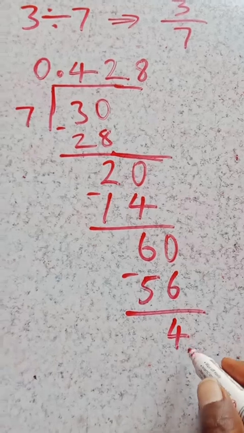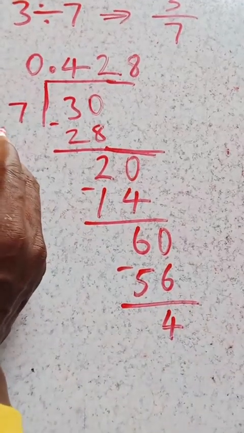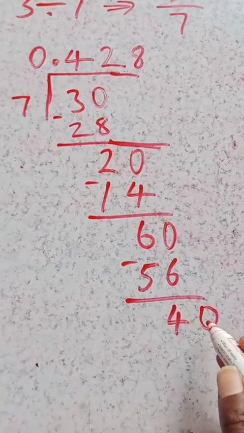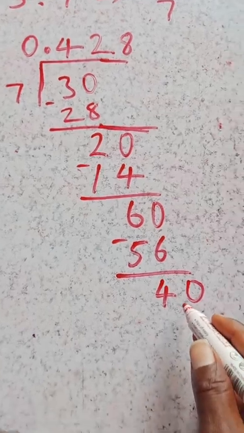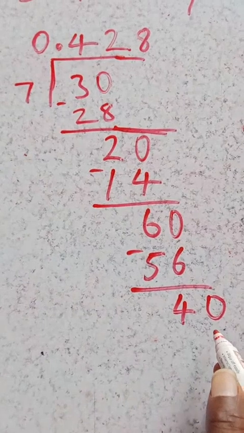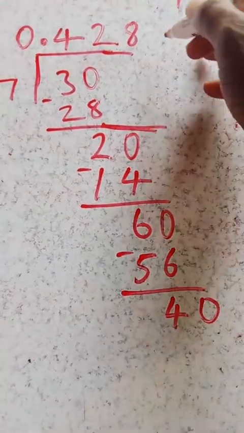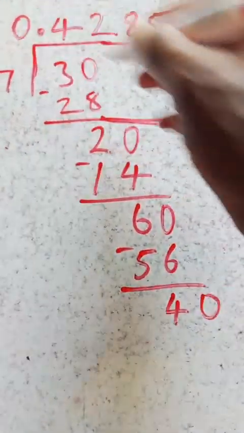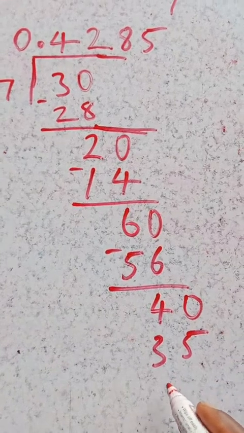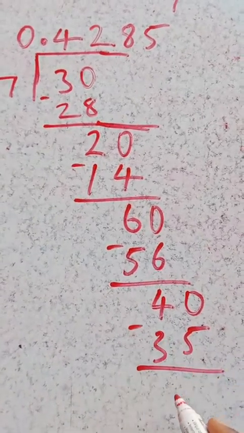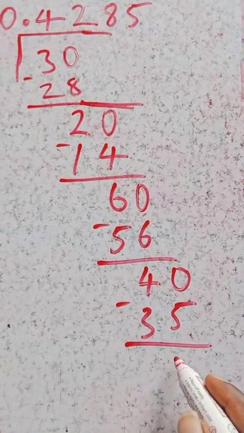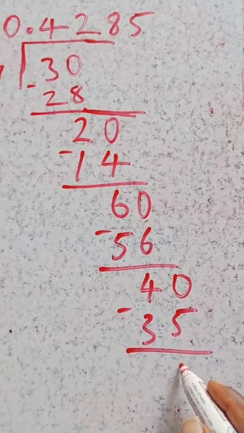4. 4 divided by 7, it cannot. Since it cannot, you add 0 to 4, which is what? 40. Now 40 divided by 7. How many times will 7 appear in 40? It is 5 times, because 5 times 7 is what? 35. Okay. So when you subtract 40 minus 35, it is going to give you 5.